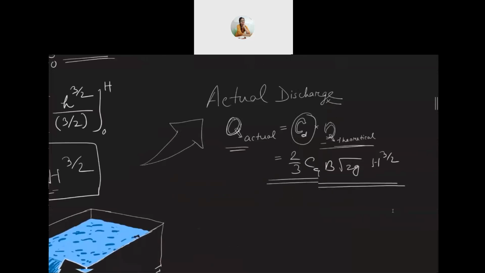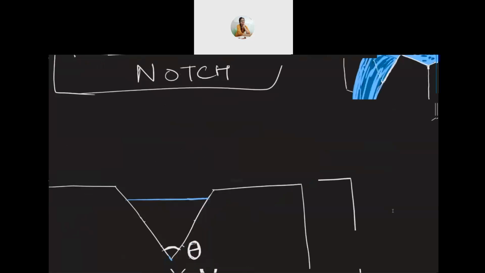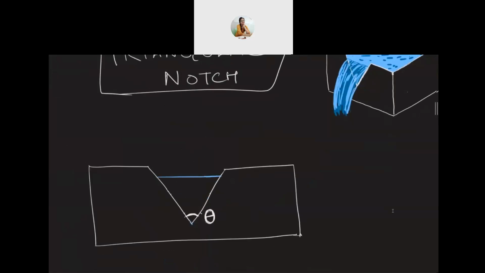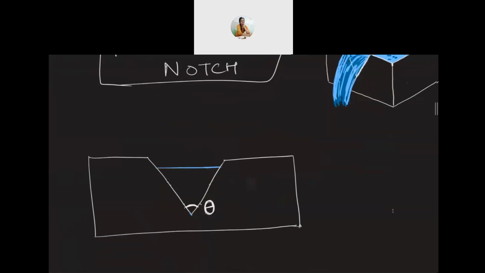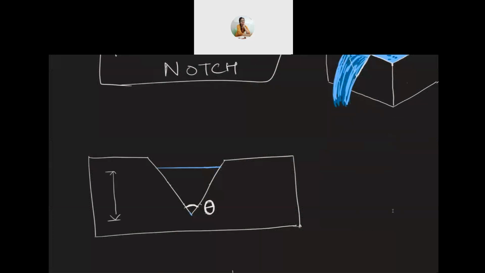Sometimes notches are made triangular. So let's discuss a triangular notch then. A triangular notch is like this. The principle is the same. Based on the available head, the discharge will increase. But again, the velocity at different heights will be different. So therefore, we are going to find a proper expression for the total discharge.